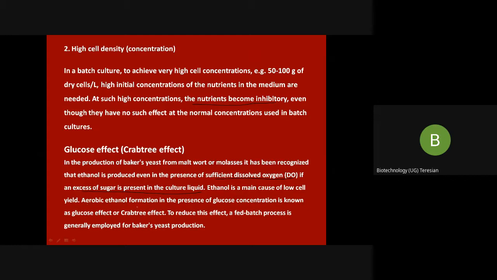The aerobic ethanol formation in the presence of high glucose concentration is known as the glucose effect or Crabtree effect. So this point you have to remember. To reduce this effect, fed batch processes are generally employed for baker's yeast production, so that you can add your sugar in an incremental manner, at particular intervals.